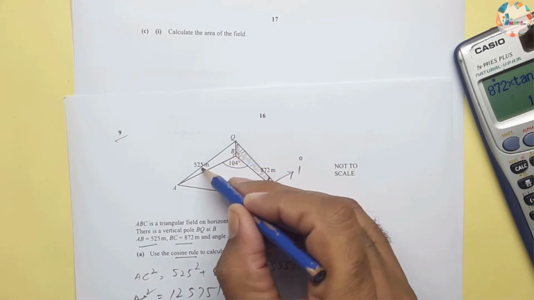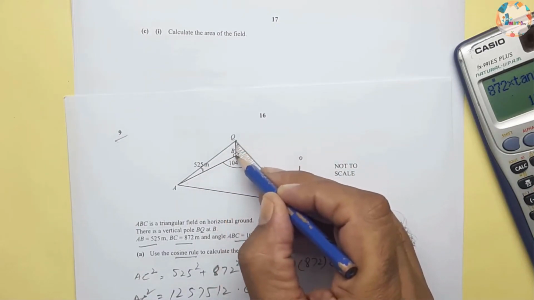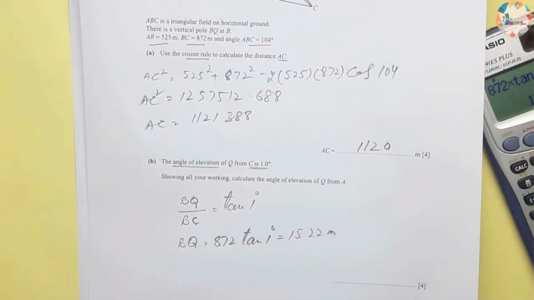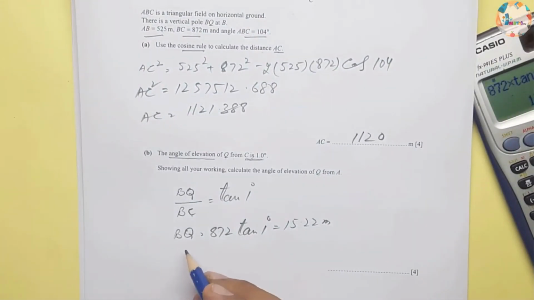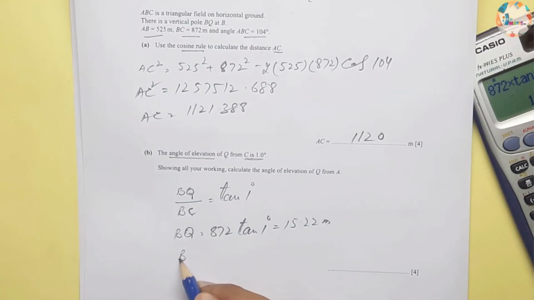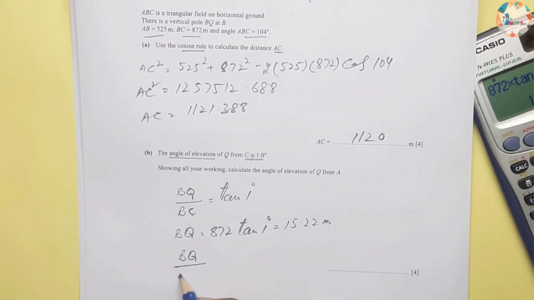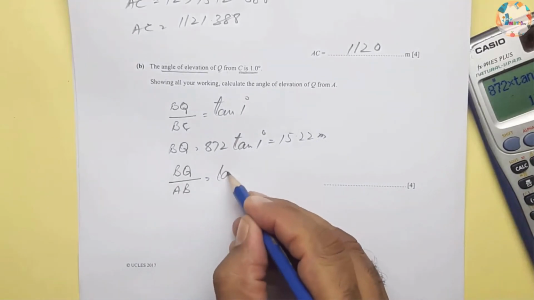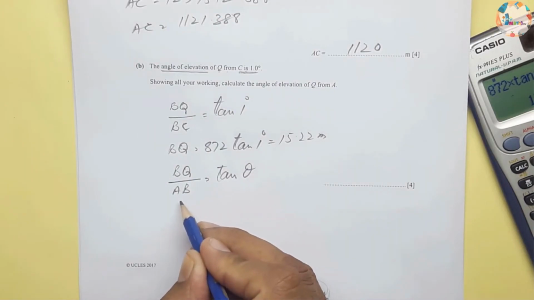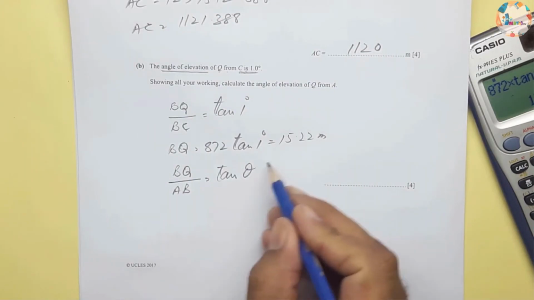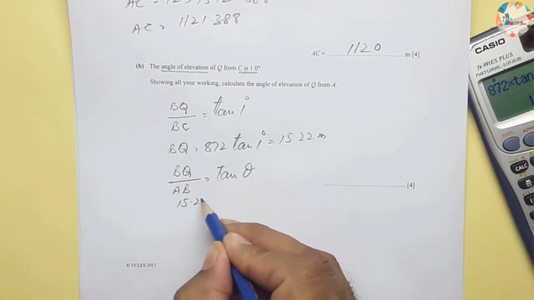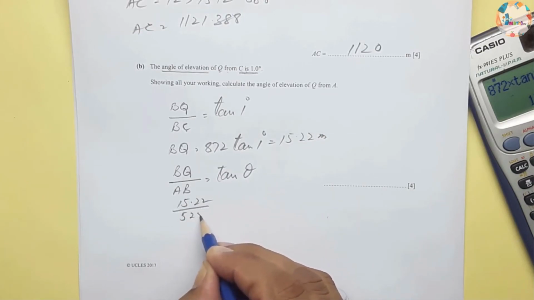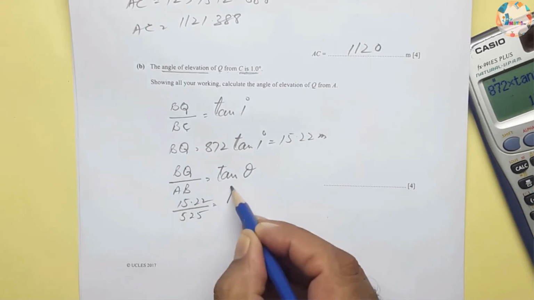Now we will use this triangle to calculate this angle. So this height we have, and we have this also. Opposite over adjacent, we have both values, and we will be finding the tan. So we can write BQ over AB will be equal to tan theta. BQ is this value, 15.22, divided by AB. AB is 525. So this value will be equal to tan theta.